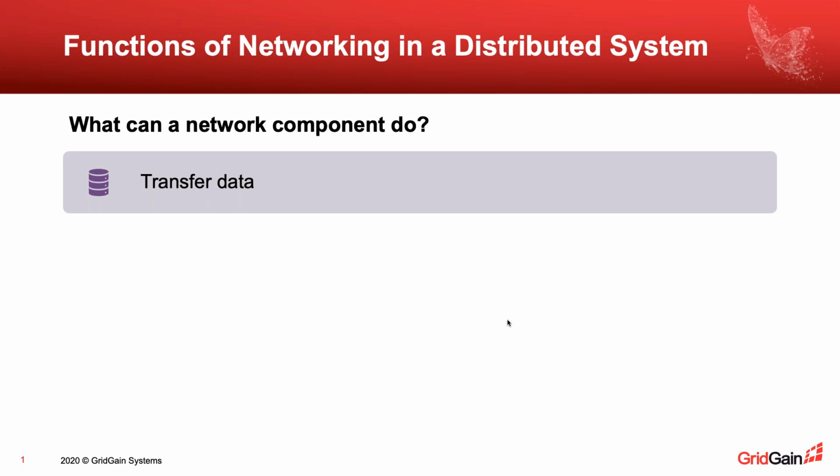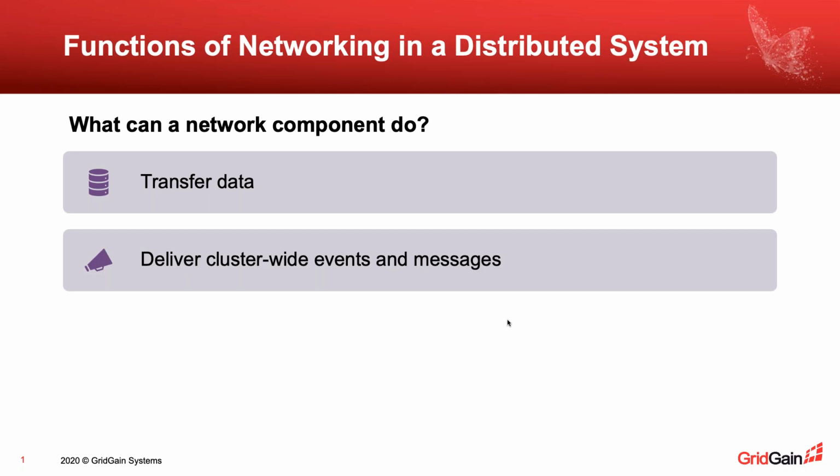And while this is the main part that is flowing around in our systems, there are actually some other messages, events, some controlling signals which also need to be delivered, but in a somewhat different way. So delivering cluster-wide events and controlling messages is another important function of networking, which is a bit different from data transfer, which we will see further.